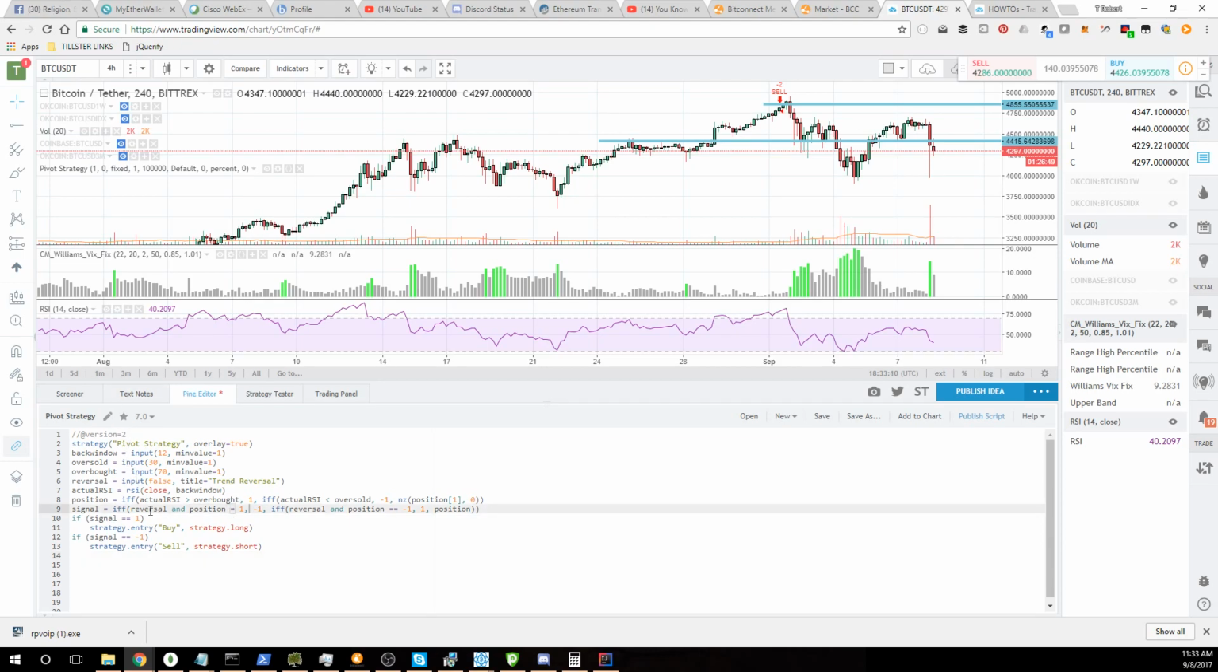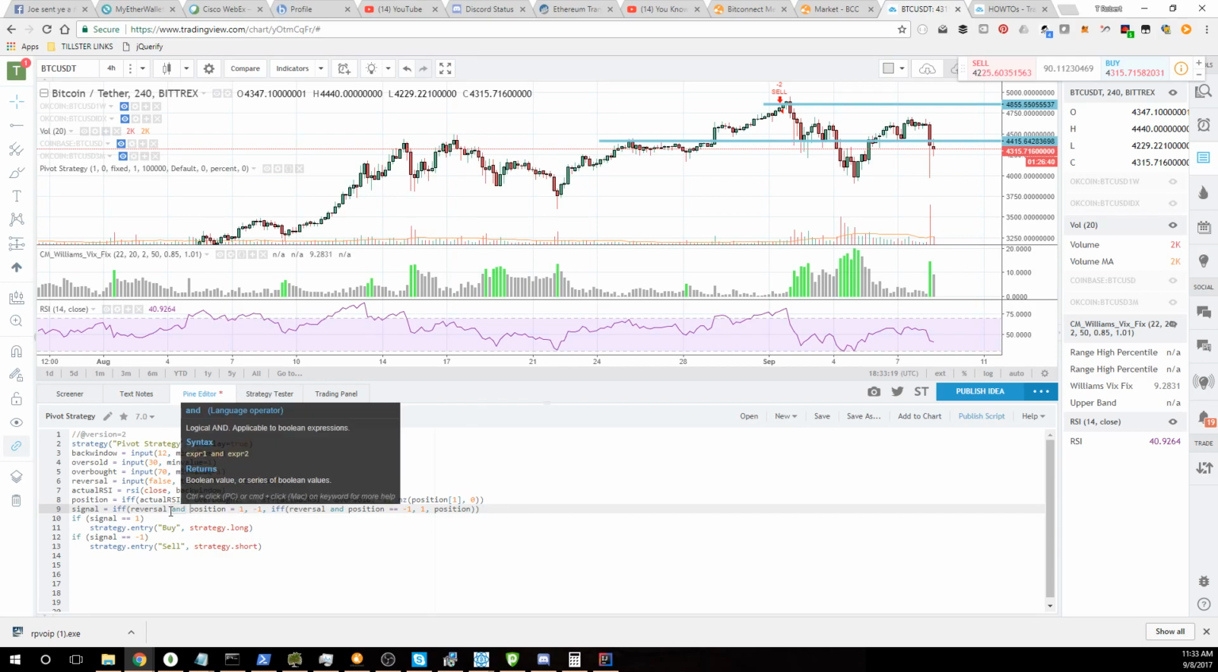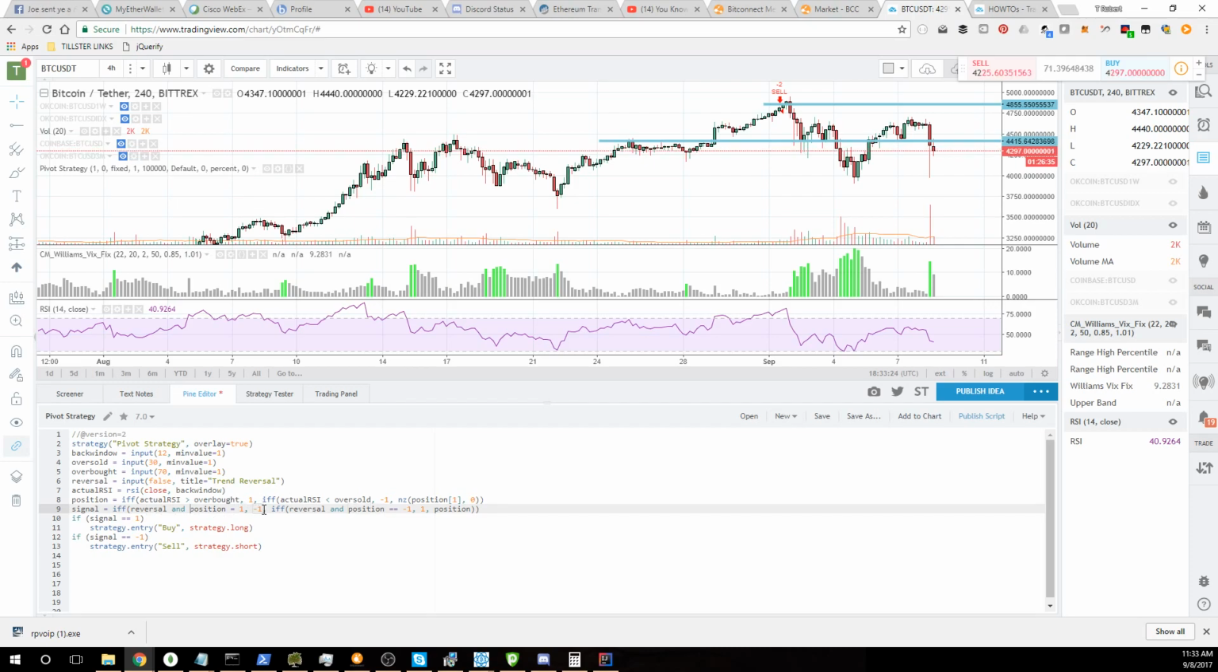So, if we were in a reversal and our RSI was overbought, then our signal goes to sell. Otherwise, if we're in a reversal and our signal went to oversold, then we went to buy. Otherwise, we're going to stick with what we presently have, and we're going to stay in there.